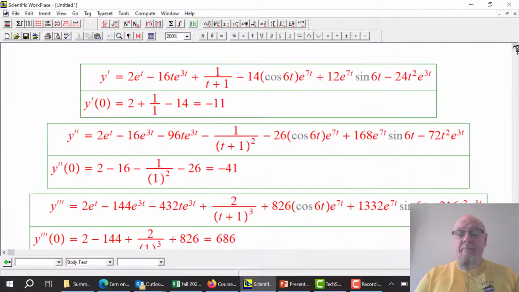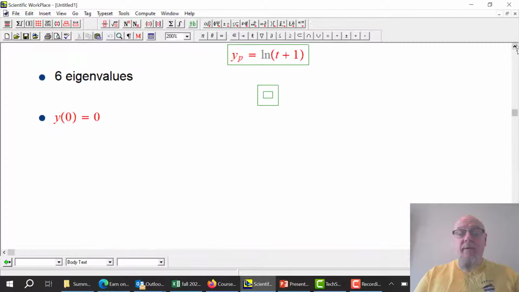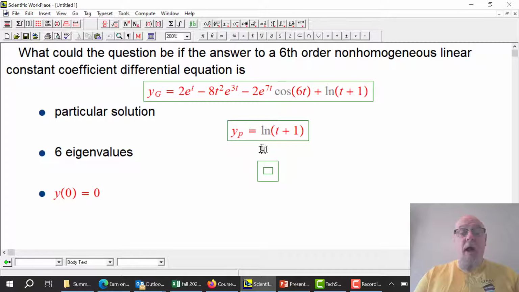Remember, I want the question. Here's our answer. I picked out what the particular solution could be. The rest of the stuff I'm leaving as the eigenvalues, and I've already got the initial condition. Let's get the eigenvalues so we can get the question.